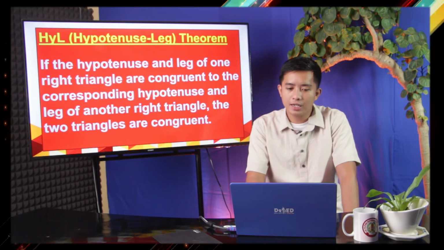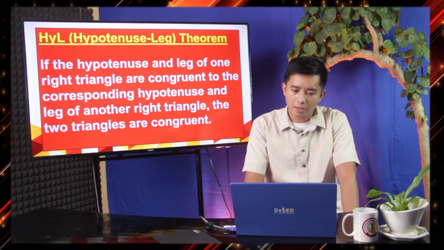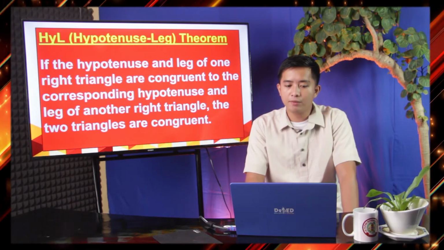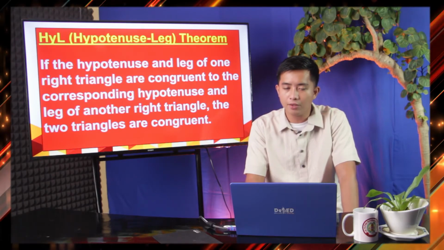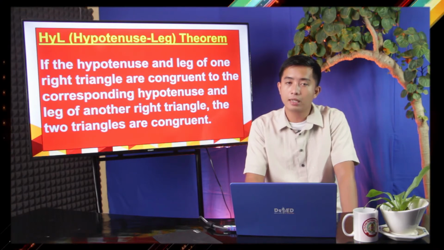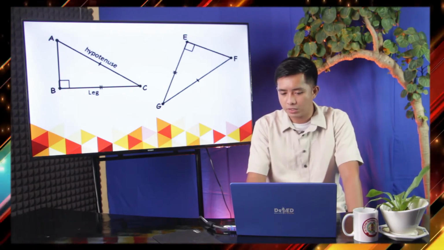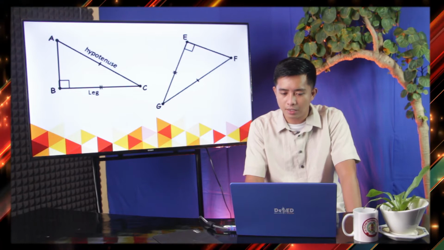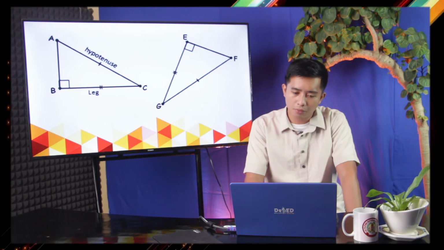Next is the HL theorem or the hypotenuse leg theorem. Hypotenuse leg theorem states that if the hypotenuse and leg of one right triangle are congruent to the corresponding hypotenuse and leg of another right triangle, then the two triangles are congruent. Here is the illustration for the HL theorem. As you can see, the two legs of the two right triangles are congruent, and also the hypotenuse of the two right triangles are also congruent.